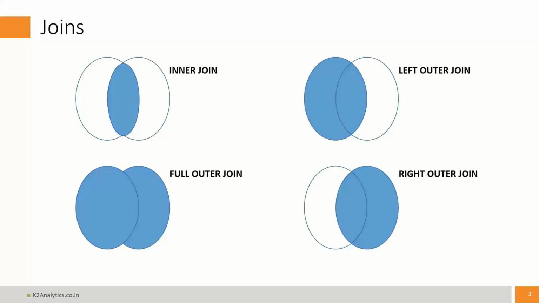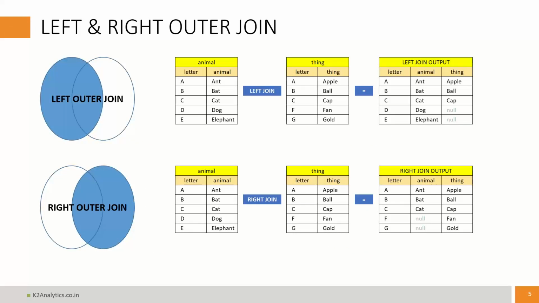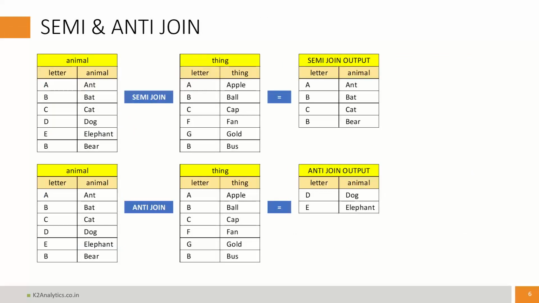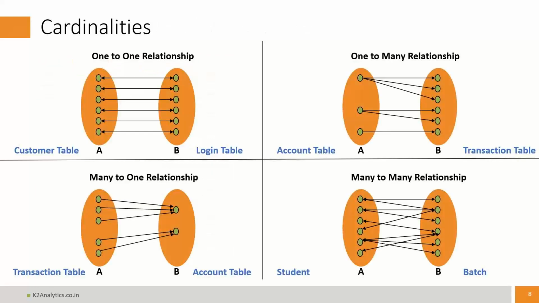In our last video, we discussed different types of joins: inner join, outer join, left outer, full outer, right outer, with examples and hands-on SQL syntaxes. We also discussed semi and anti-join, then the Cartesian join, cross join. Now in this part of the session, we are going to discuss functions. In the previous session, we also discussed cardinalities: one-to-one, one-to-many, many-to-one, many-to-many relationships that we have to take care of when we are joining two tables.